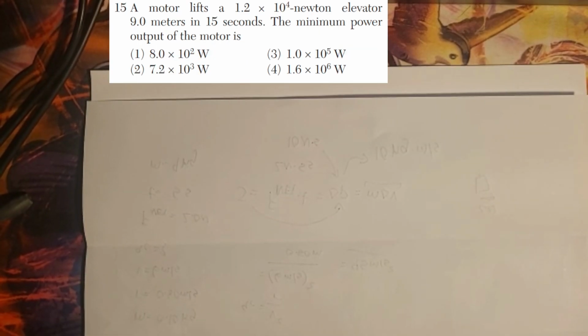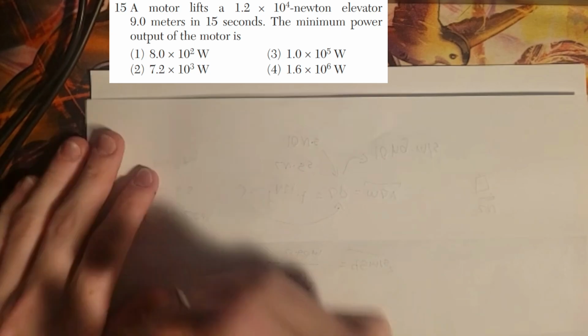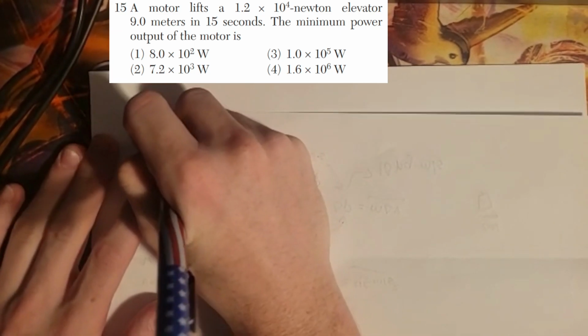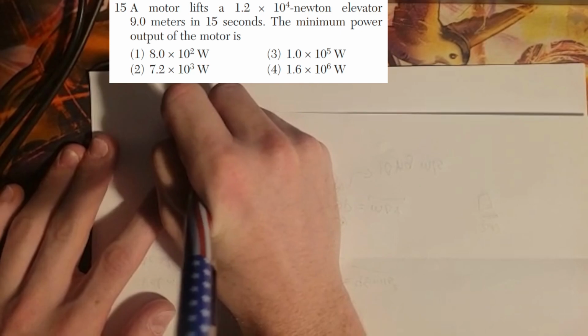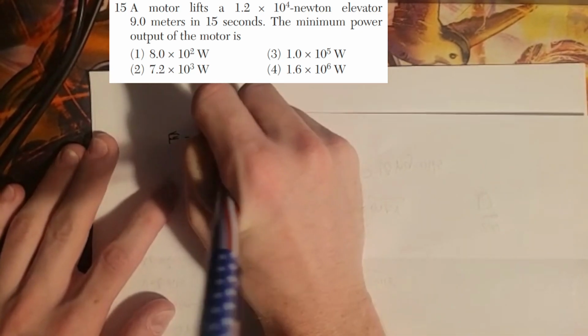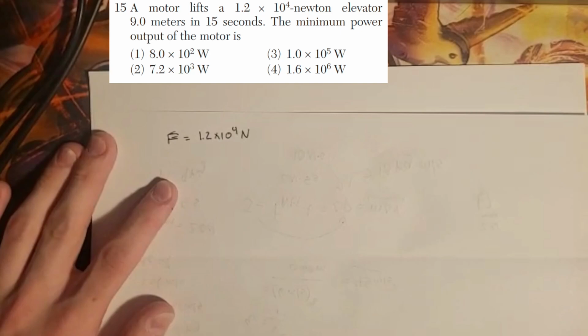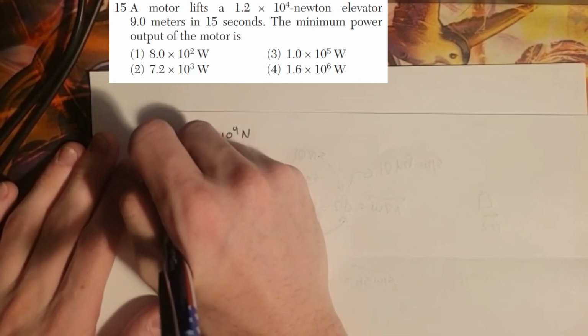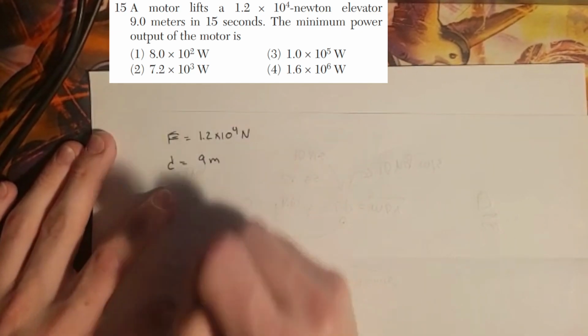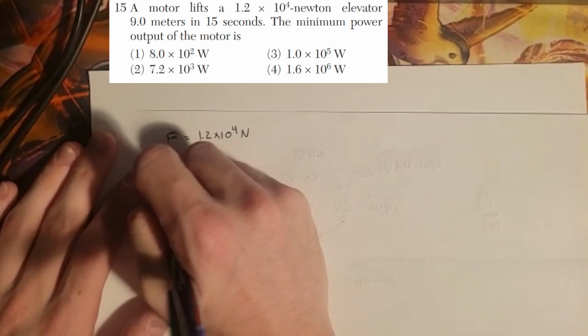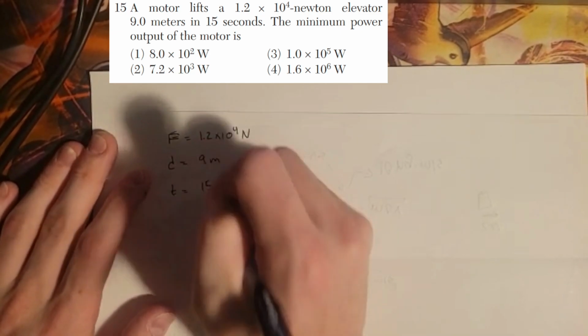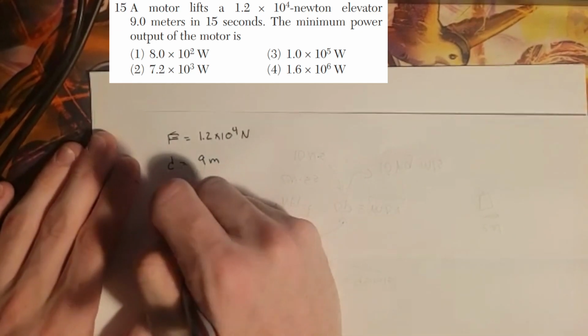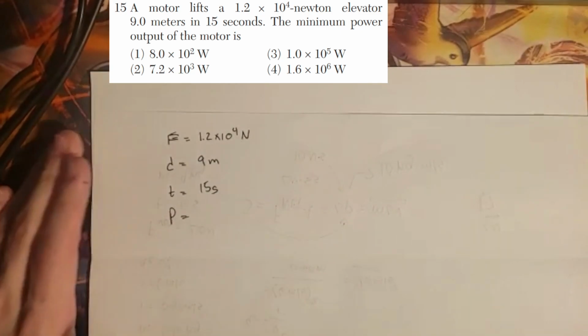Okay, here's one that's going to be straight use of one of our formulas. It says a motor lifts a 1.2 times 10 to the 4 Newton elevator. So let's write down our values. We know our force is 1.2 times 10 to the 4th newtons. And we lift it 9 meters, so our distance is 9 meters, in 15 seconds. So your time is 15 seconds. And they want you to find the minimum power output. So they want you to find P, capital P, power.